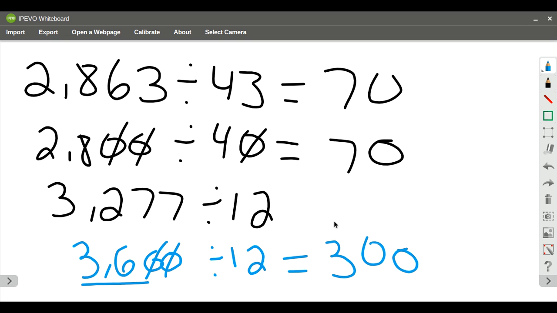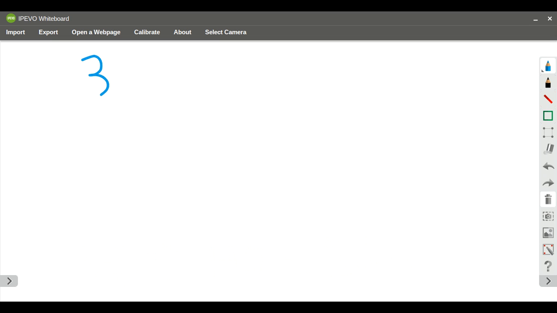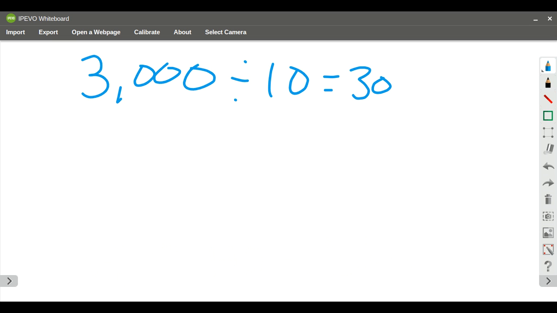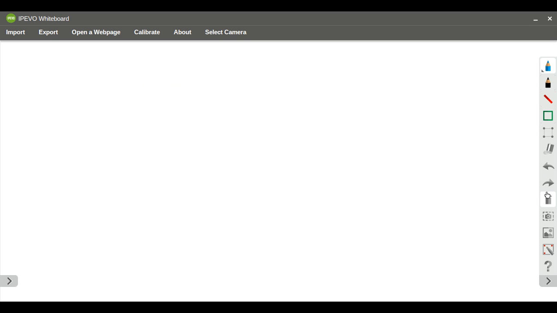I could also have done, and it would have worked for this problem, 3,000 divided by 10, and I still would have gotten 300 as a reasonable estimate. Either one of those would have worked if I had taken 3,277 and rounded that to 3,000, took the 12, rounded that to 10, my answer still would work. Okay, that's still a reasonable answer.